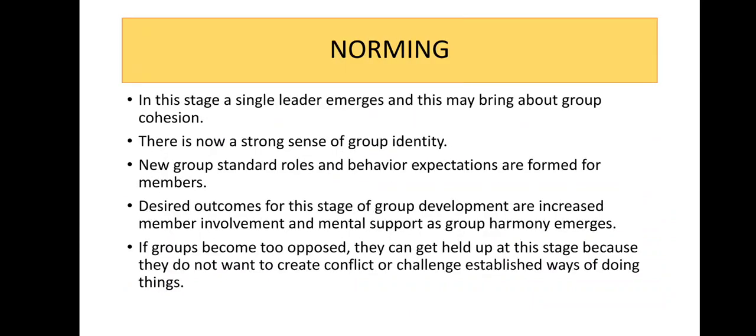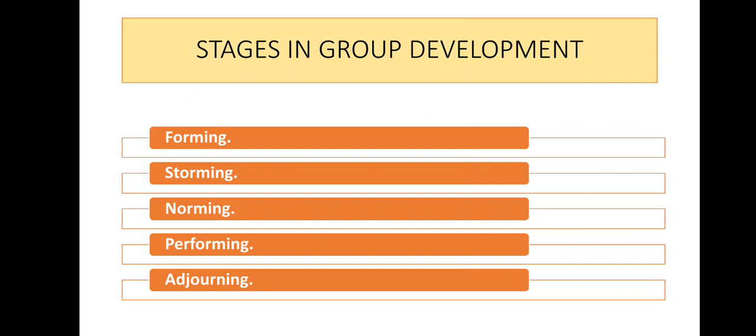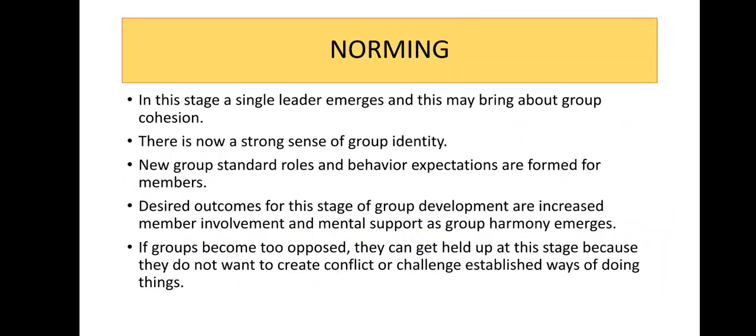To recall, there are five stages in group development: forming, storming, norming, performing. But if it is a temporary task group or team, it is adjourning. So there are five stages in group development.